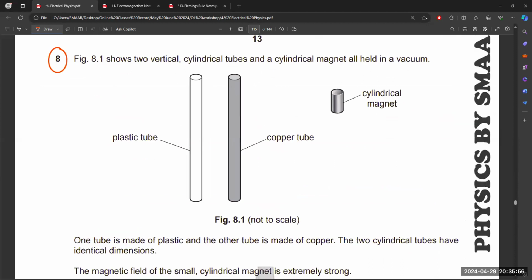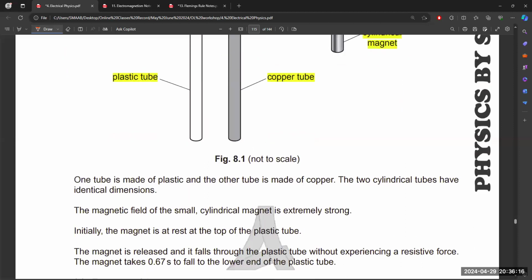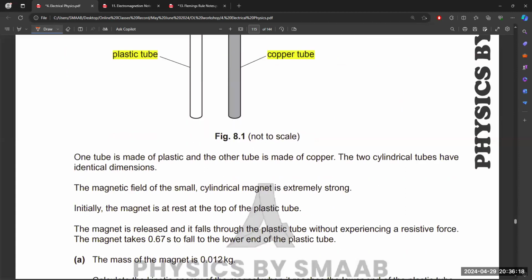It shows two vertical cylindrical tubes and a cylindrical magnet, all held in a vacuum. So we have a plastic tube and a copper tube. And there is a cylindrical magnet, very short compared to the size of the tubes. One tube is made of plastic, the other is made of copper. They have identical dimensions. It means length, width, height, all things are the same, completely a duplicate copy.